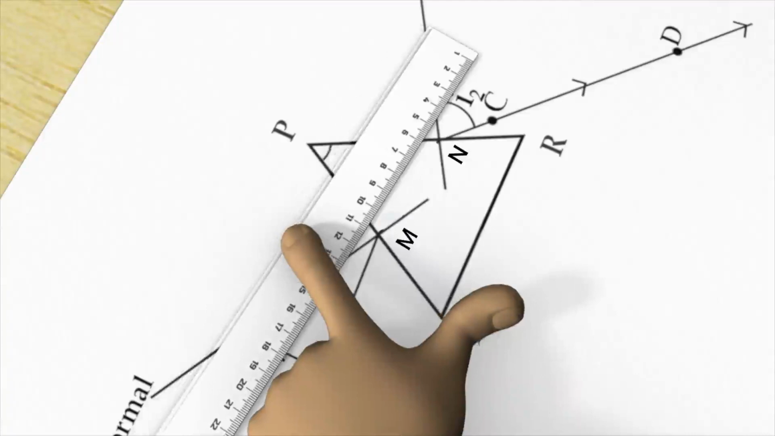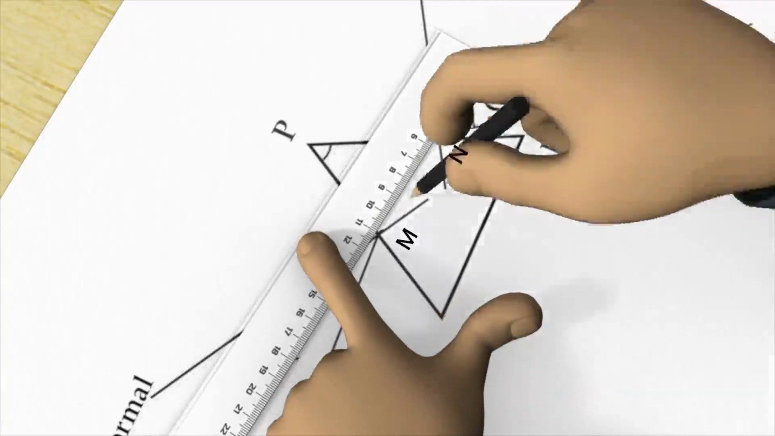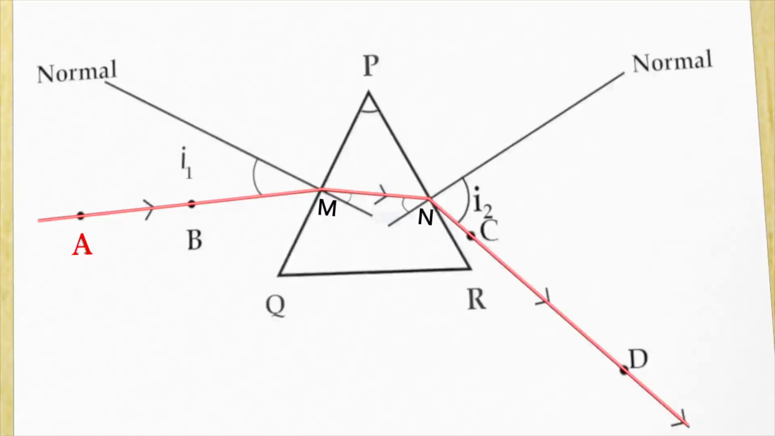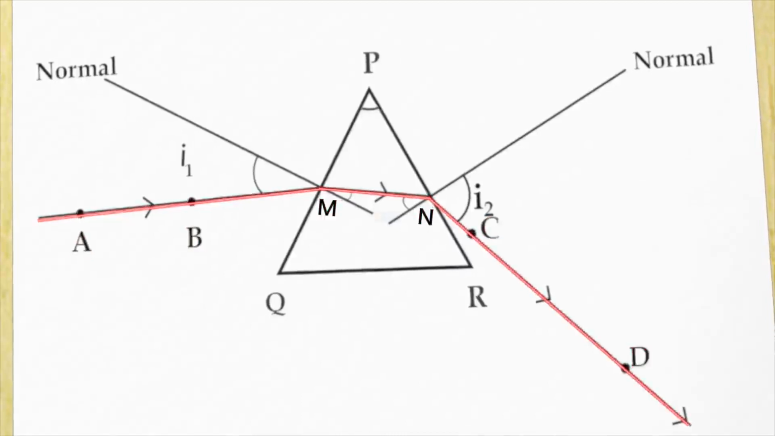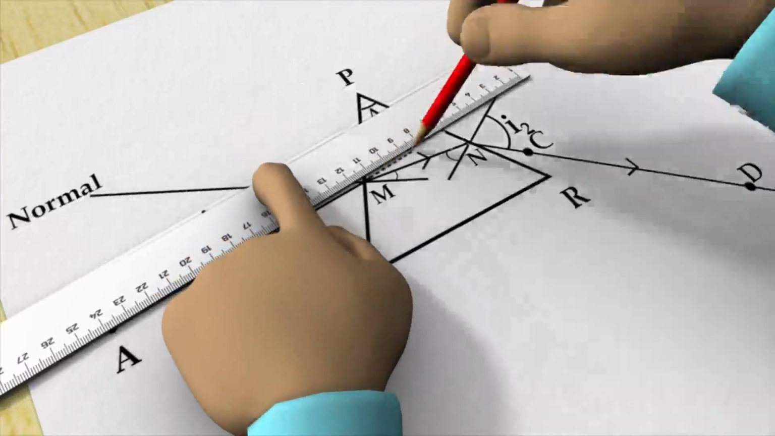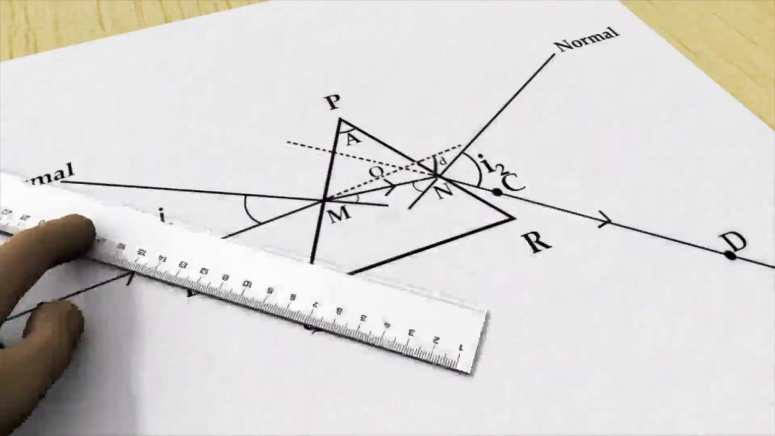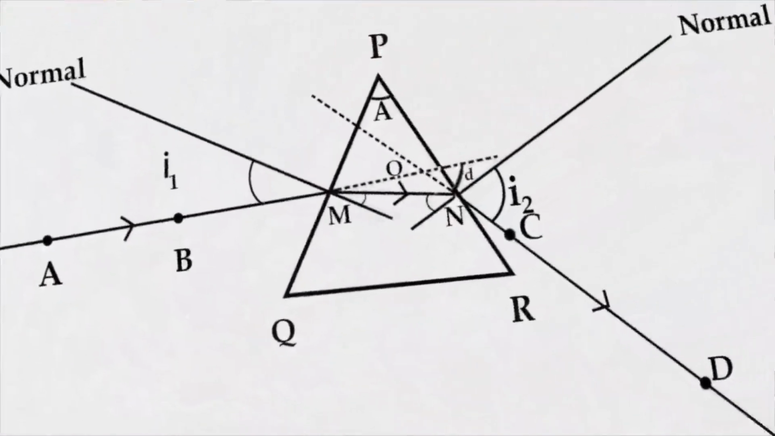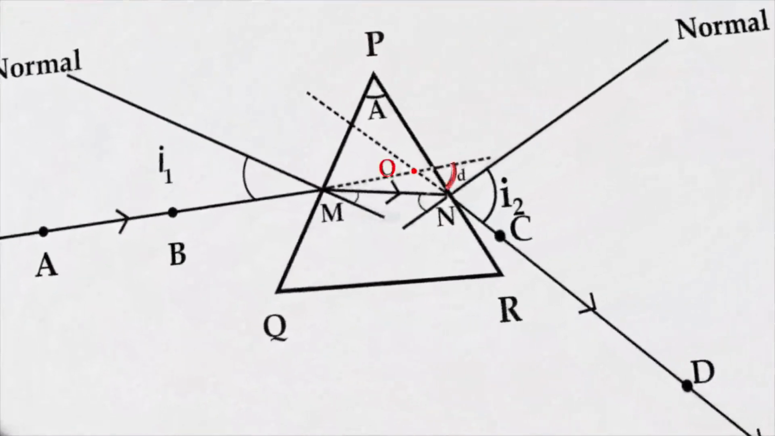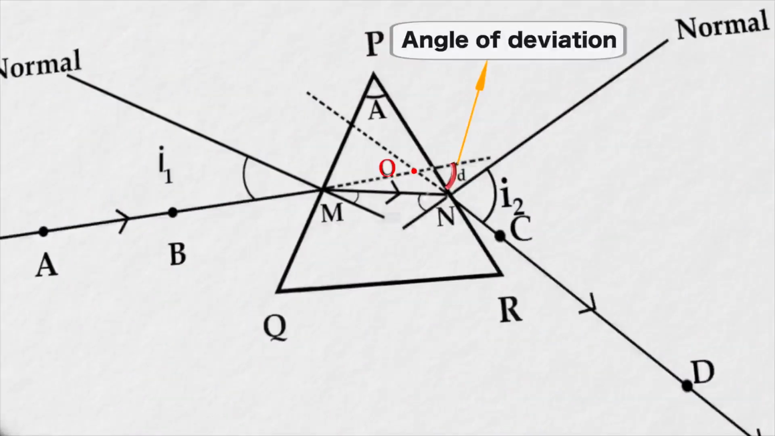Now, join the points M and N by a straight line. The line passing through the points A, B, M, N, C and D represents the path of light when it suffers refraction through the prism. Extend the incident ray forward with a dotted line and the emergent ray backward with a dotted line till they meet at a point O with an angle called the angle of deviation D. That is, the angle of deviation is equal to 45 degrees.